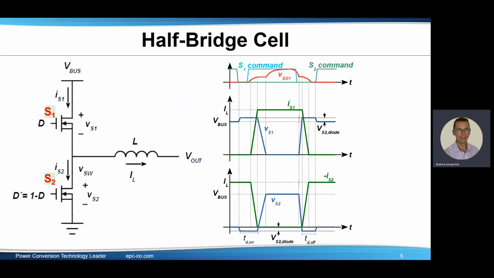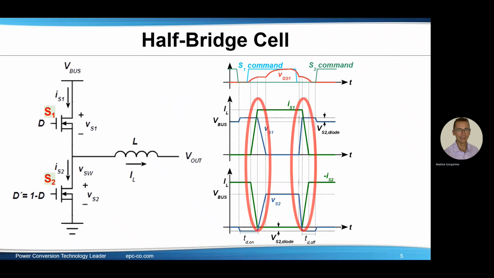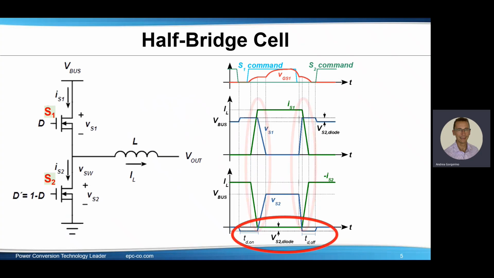So let's look at the operation of the half-bridge cell. S1 is on the high side and S2 is on the low side. S1 is on with a certain duty cycle and is feeding the motor inductance L with a constant current. These are what we normally call the transition losses or the switching losses. However, we will also be talking about dead time losses, and these are the losses that happen during the body diode conduction time.